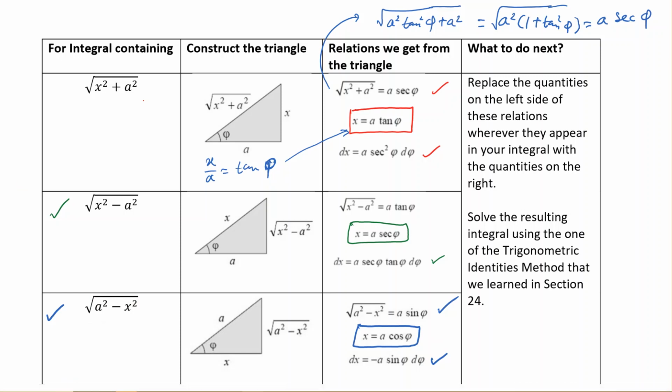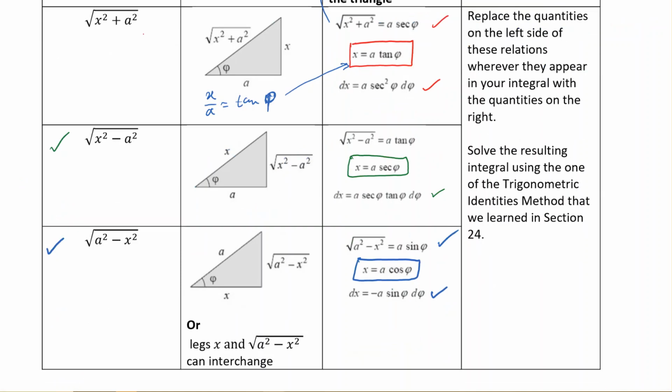So this is a little bit of a summary of how we do the trigonometric substitutions. One thing I would like to mention is that in these triangles, since the two legs can interchange with each other, instead of having x equal to a cosine phi, you could have x equal to a sine phi. It would work, depending on how you construct your two legs.